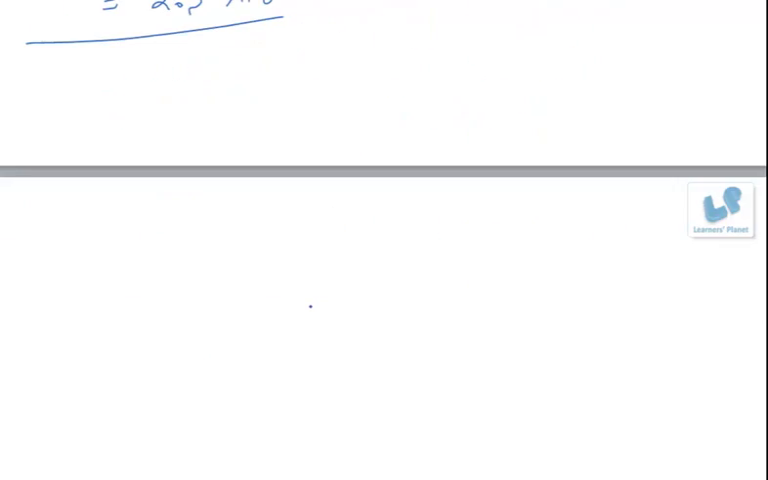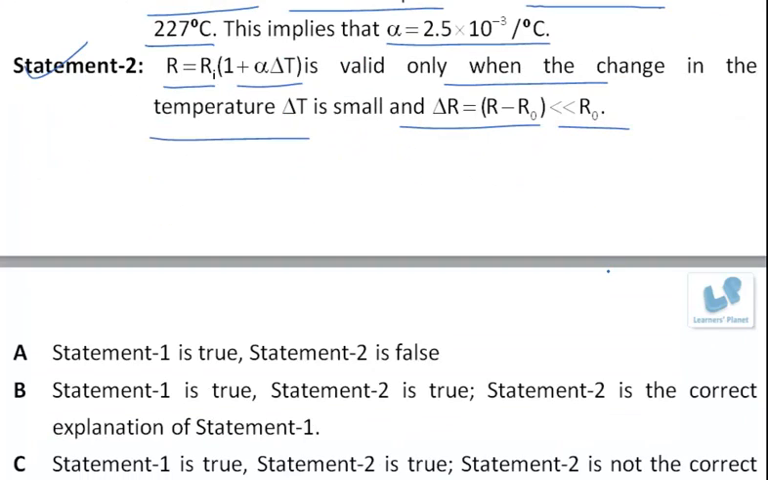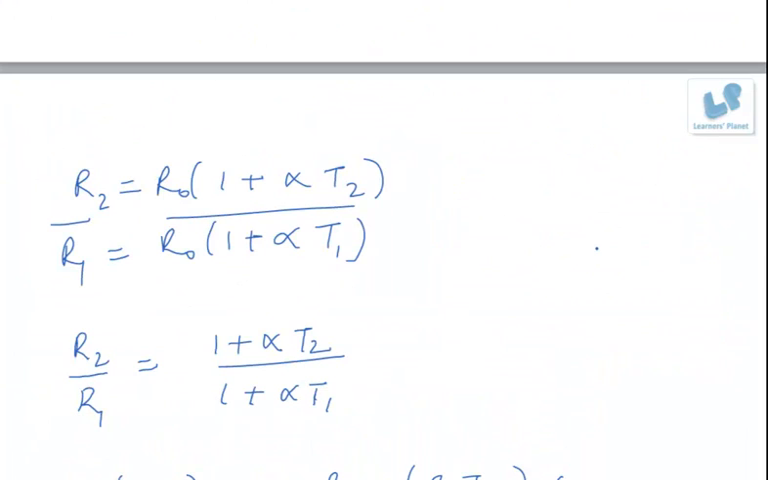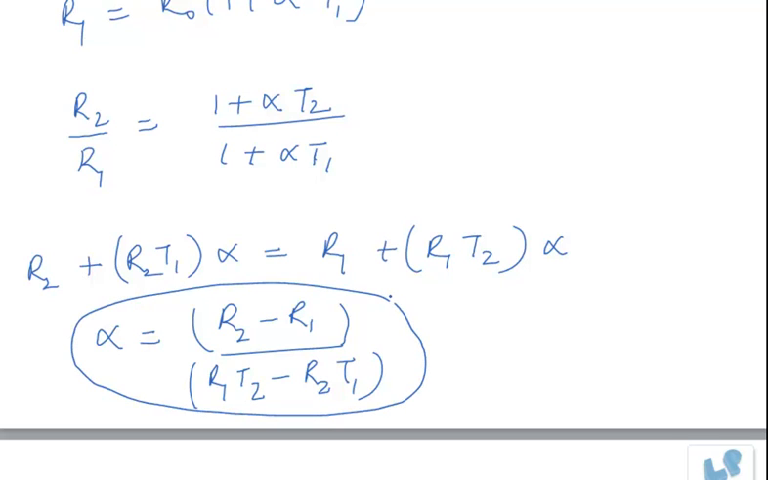Now let us look at the statement 2. Now statement 2 says that R is equal to R naught (1 plus alpha delta T) is valid only when the change in temperature delta T is small and delta R equal to R minus R naught is much less than the initial resistance. Now look at this expression. Alpha is equal to R2 minus R1 divided by R1 T2 minus R2 T1.